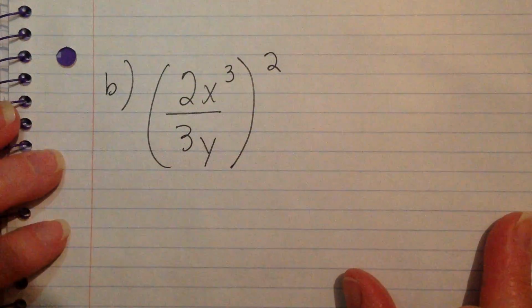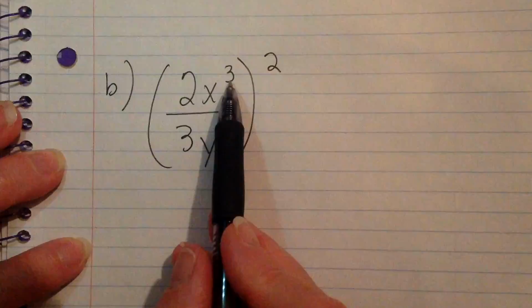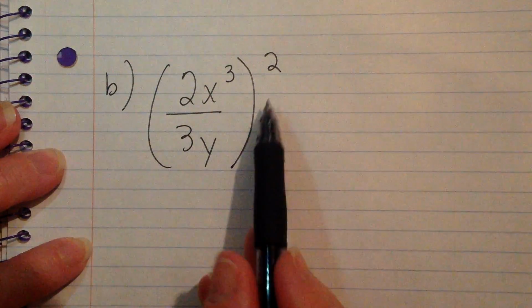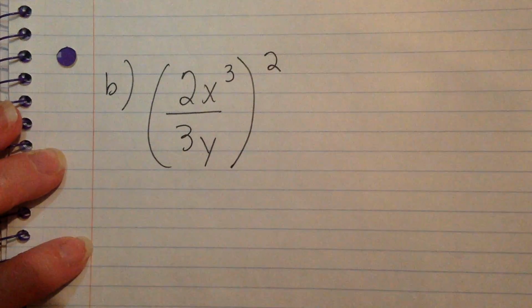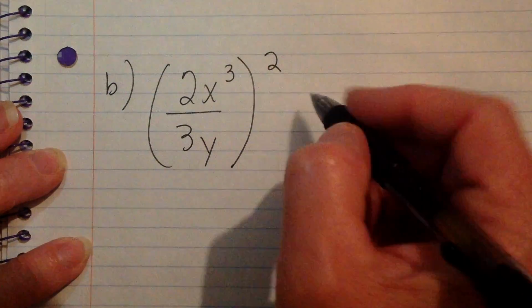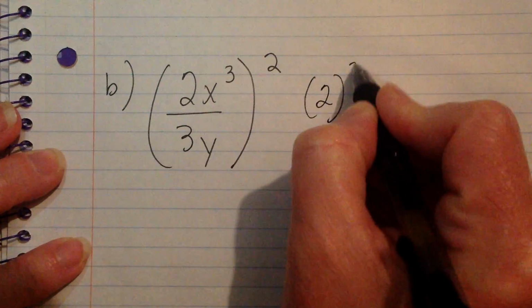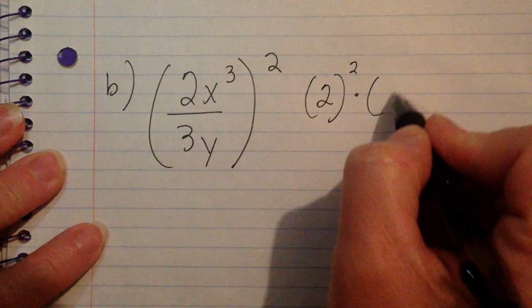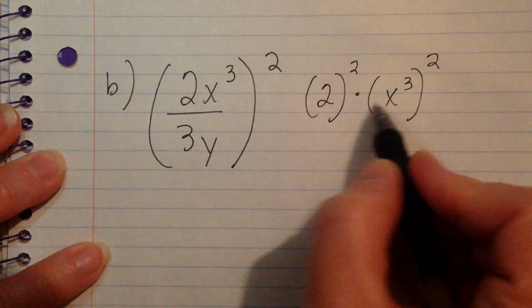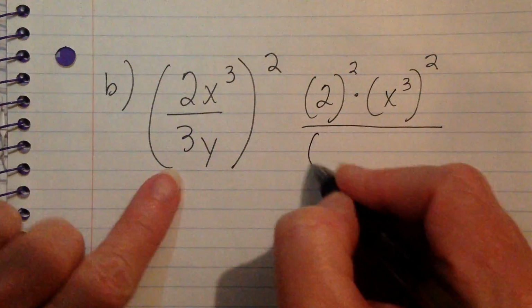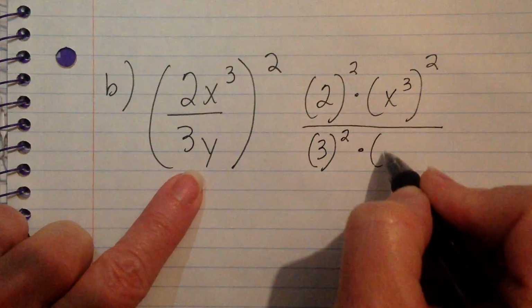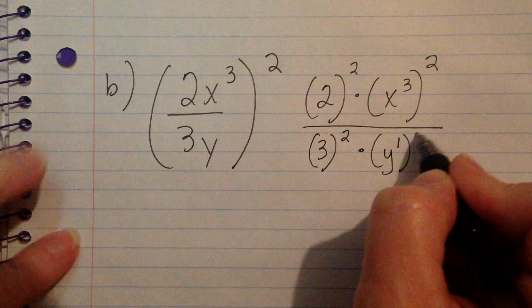Looking at this example. 2x cubed divided by 3y, all being raised to the 2nd power. I'm going to take each one individually and raise it to the second power. I'm going to take 2 and raise it to the second power. I'm going to take x cubed and raise it to the second power. Multiplying those together, divided by. Take the denominator 3 and raise it to the second power. Times take y to the first and raise it to the second power.